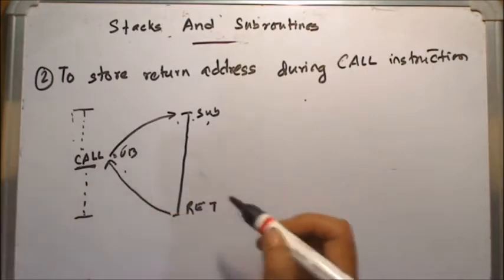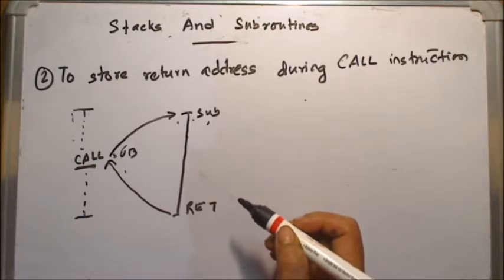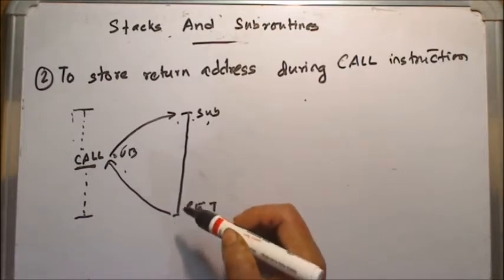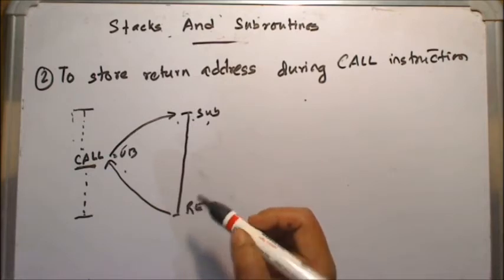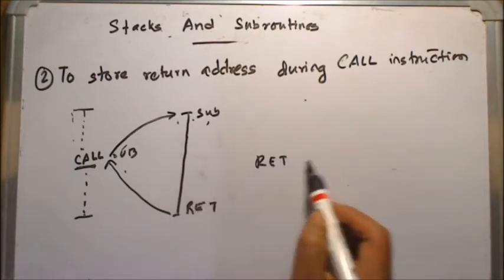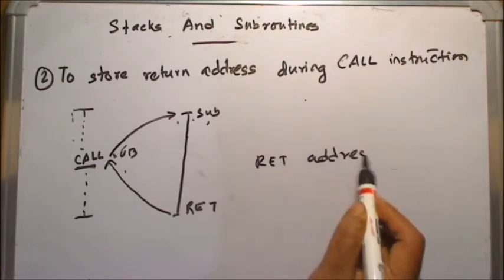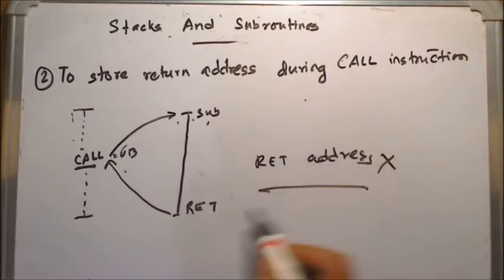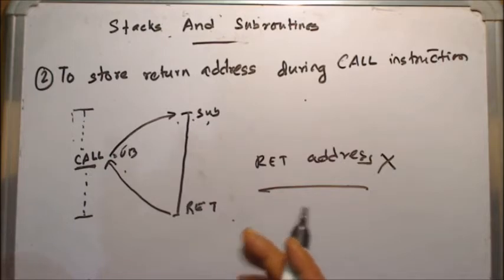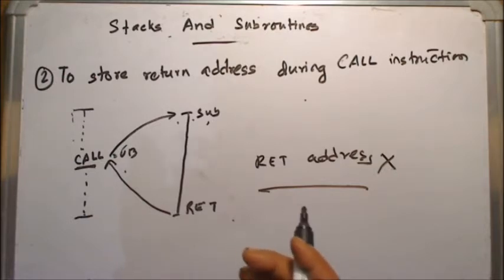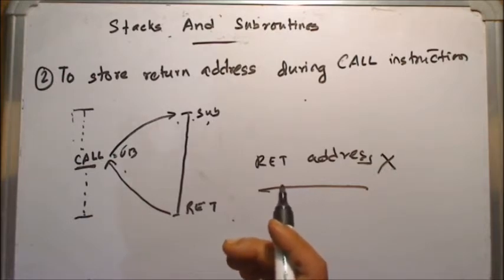Now, so as to come back to the next instruction, the processor needs the address. Do you write a return with an address? No, we don't write any address with the instruction return, because a subroutine can be called from anywhere in the program. So the microprocessor should store the address somewhere. I have told you this in the previous class also.